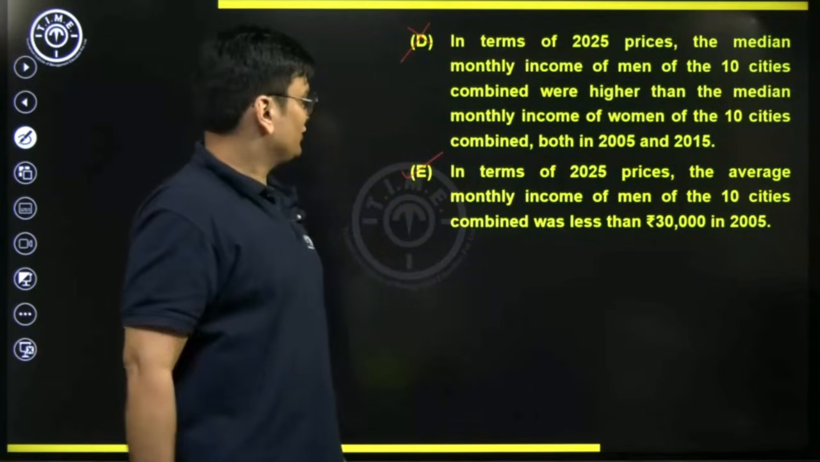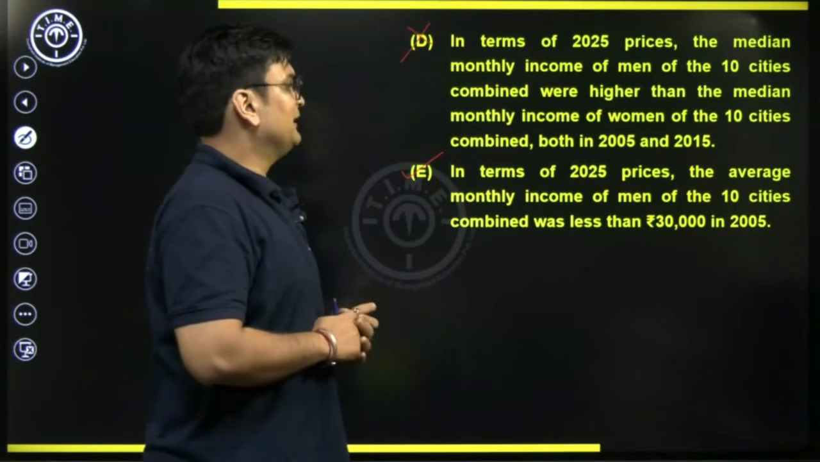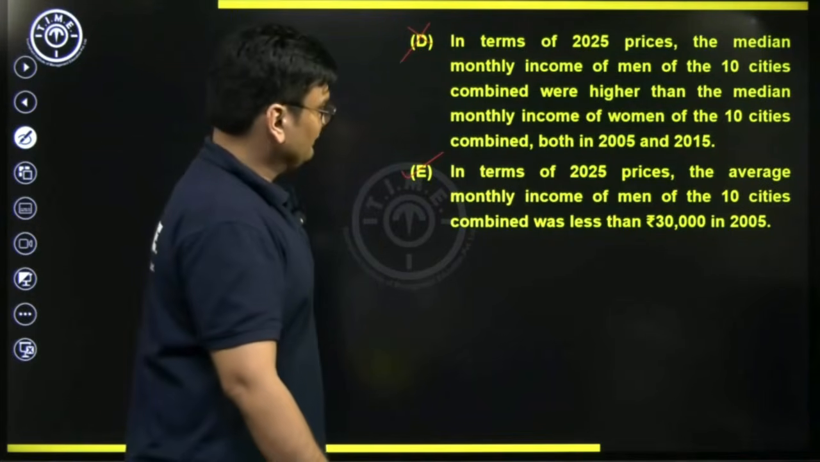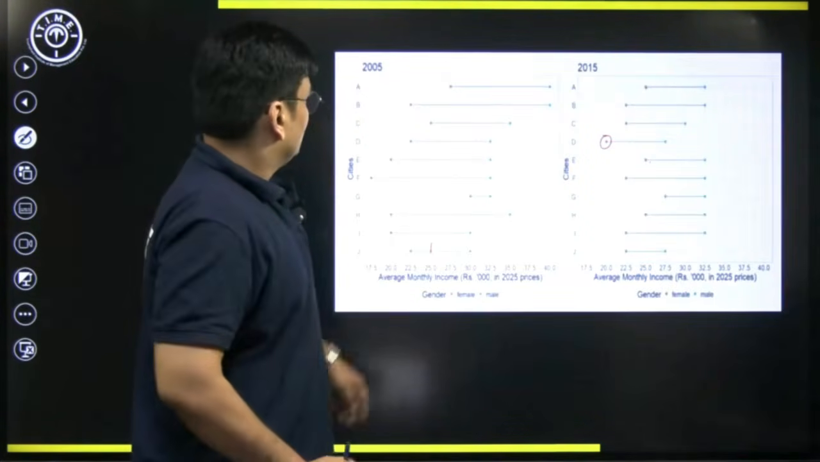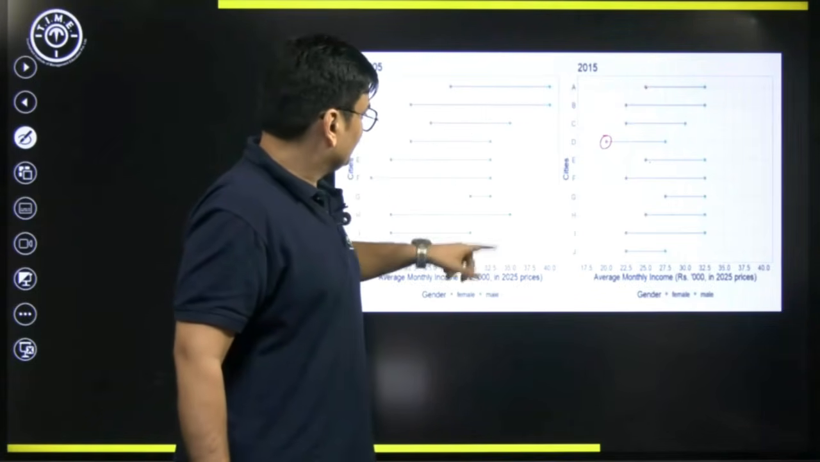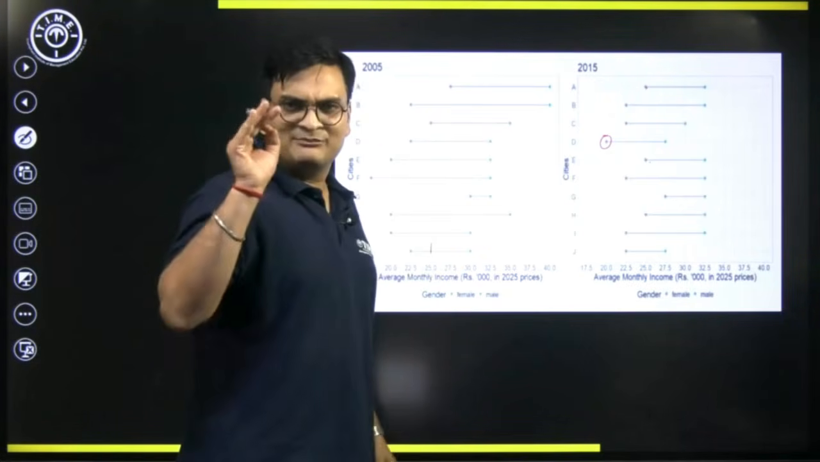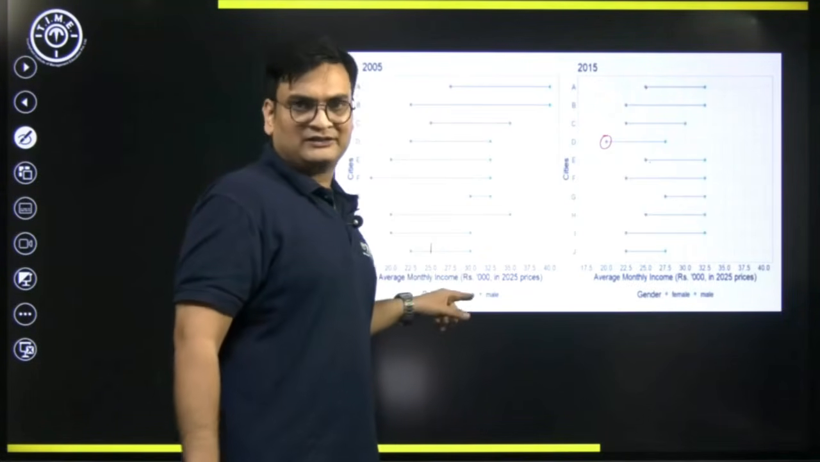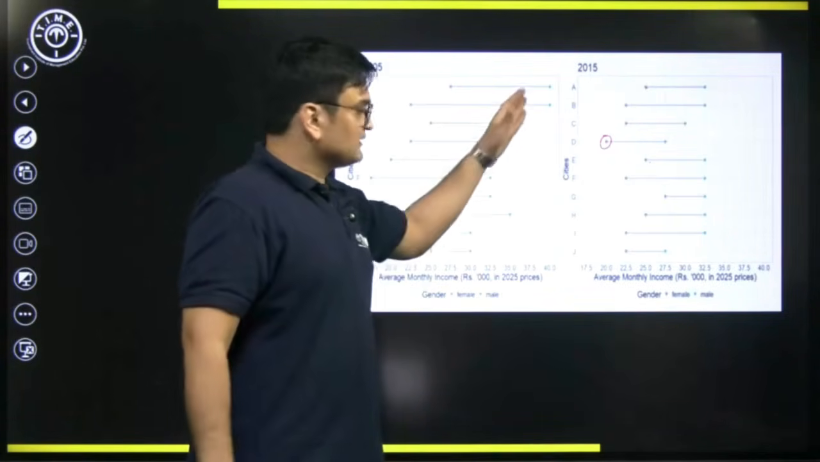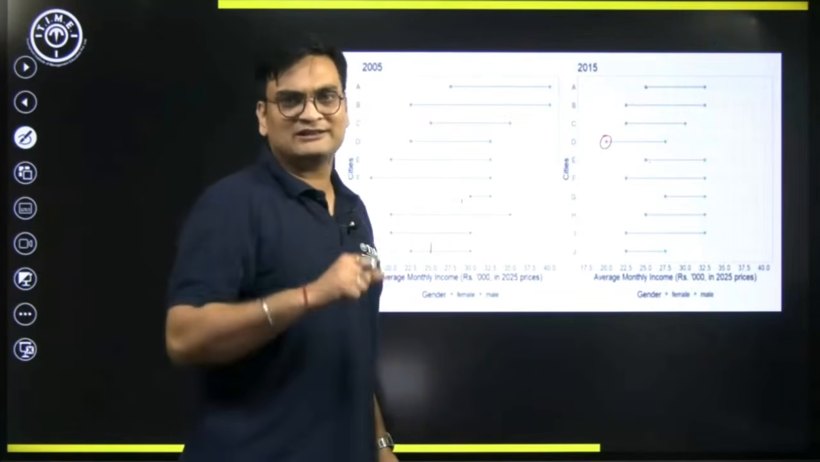Now let's check the option choice C. In terms of 2025 prices, the average monthly income of men of the 10 cities combined was less than 30,000 in 2005. Now if you look at men, the average income 40,000, 40,000, 35,000, 32.5, 35,000, 30,000, 30,000. The minimum average that I am seeing all across the 10 cities is 30,000. Now it is 30,000 minimum, and all others are higher than 30,000. Can I say overall average will definitely be more than 30,000?